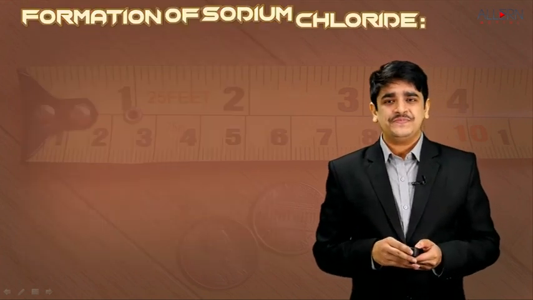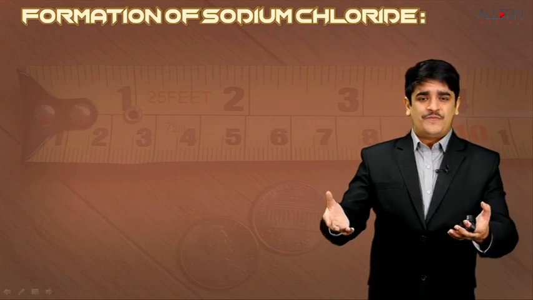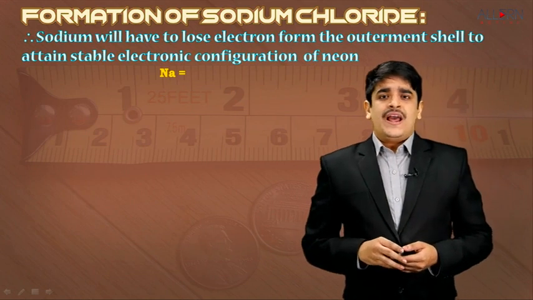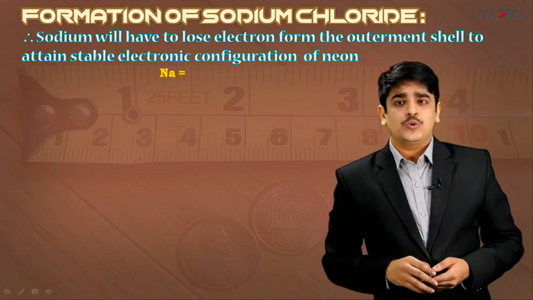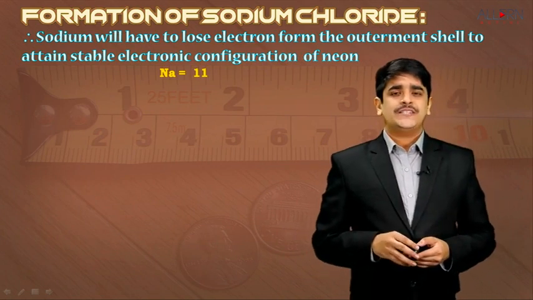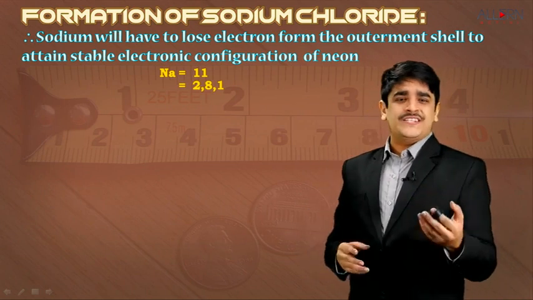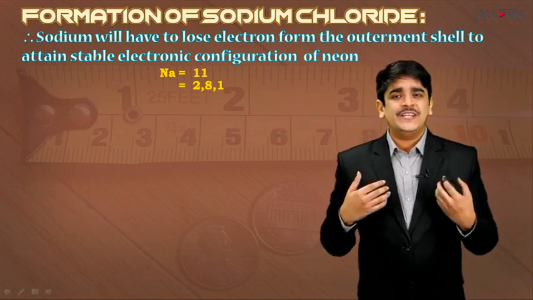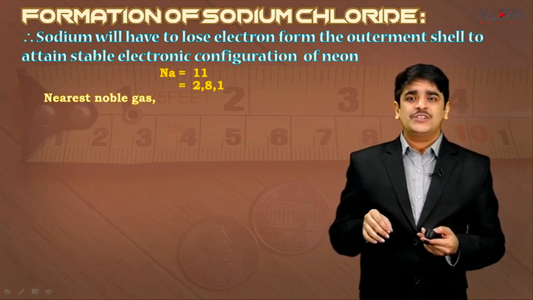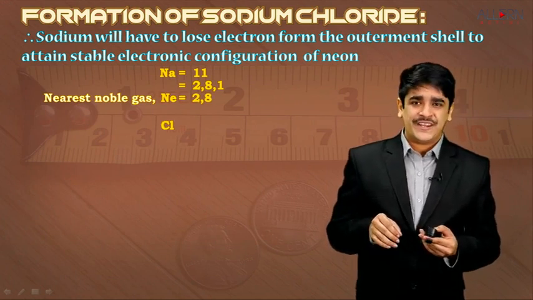Okay. Now formation of sodium chloride, the last particular concept for this particular module. Let's have a look. Sodium will have to lose 1 electron from the outermost shell to attain a stable electronic configuration of neon. Why do I say that? Sodium has an atomic number of 11, configuration 2, 8, 1. Stable or unstable? Unstable. To gain stability, it needs to lose 1 valence electron, and when it does that, the new configuration is going to become 2, 8, which is the configuration of neon, correct?